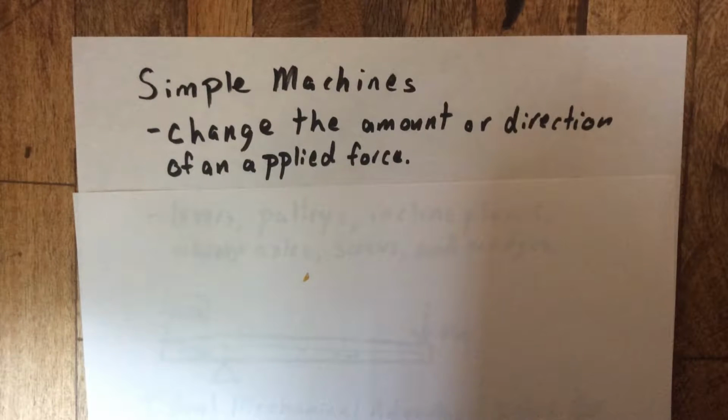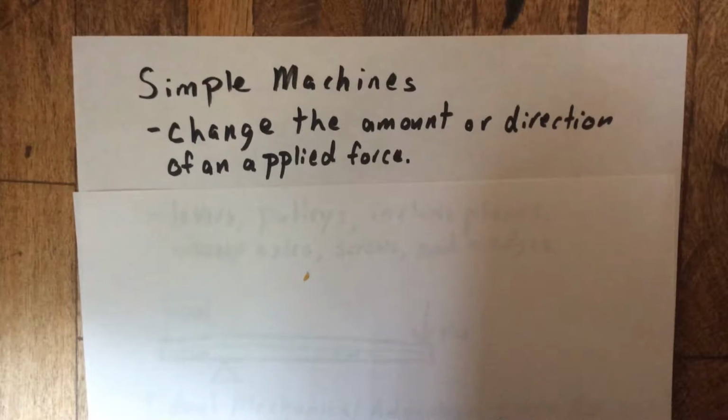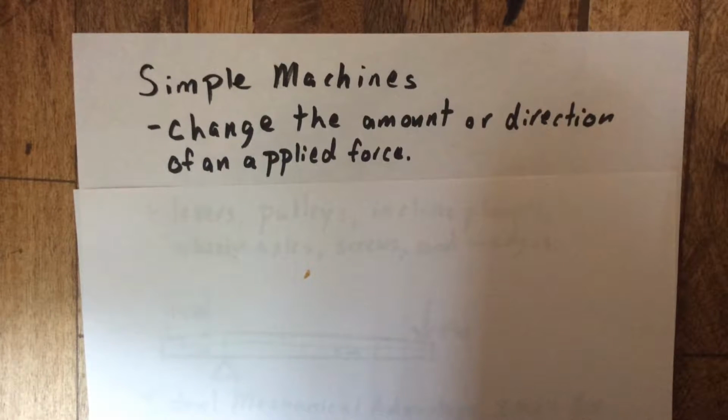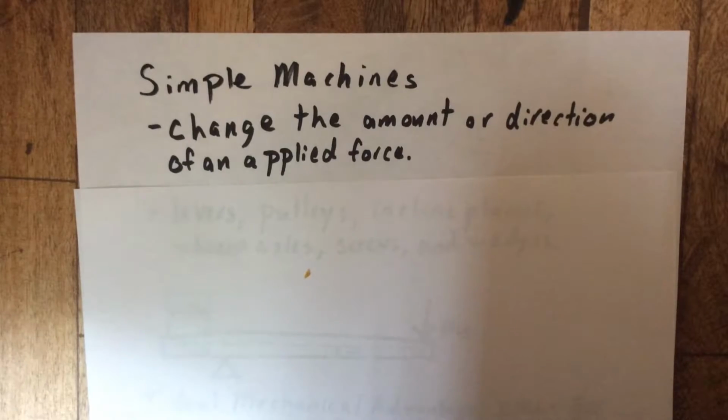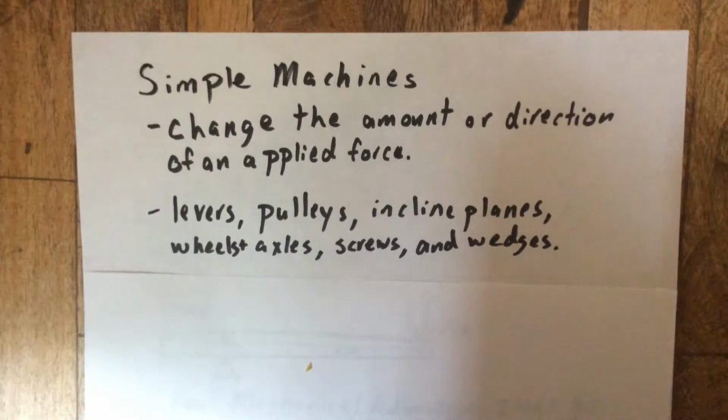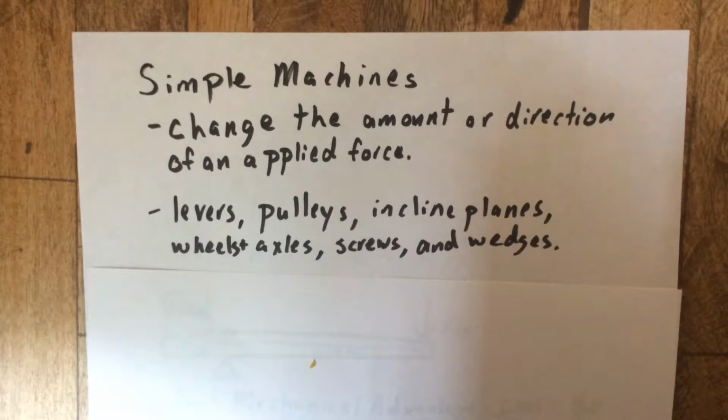This video is about simple machines. Basically, what simple machines do is change how much force or the direction that a force is being applied. Examples of simple machines are going to be levers, pulleys, inclined planes, what we normally call a ramp, a wheel and axle, screw, and a wedge.